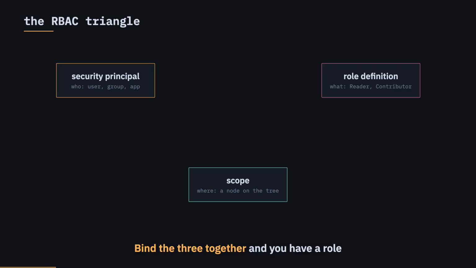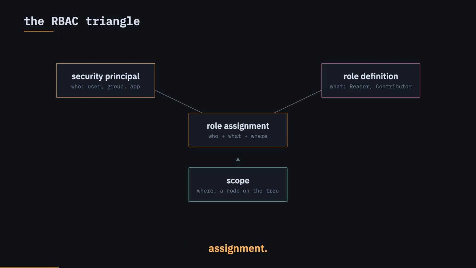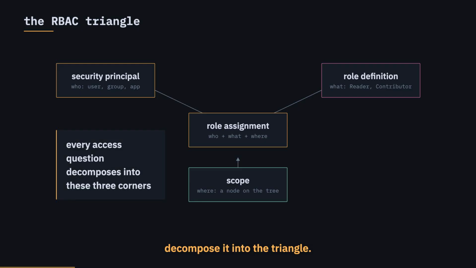Bind the 3 together, and you have a role assignment. That is the entire model. This engineer may do contributor things in this resource group. When an exam question about access looks complicated, and they often do, decompose it into the triangle. Who is the principal? Which role? At what scope? The wrong answers usually get exactly 1 corner wrong, a role that is too broad or a scope 1 level too high. Find the corner that is off, and the question collapses.